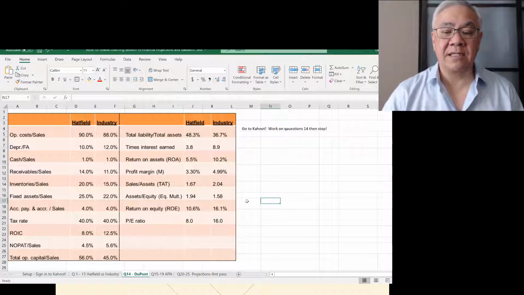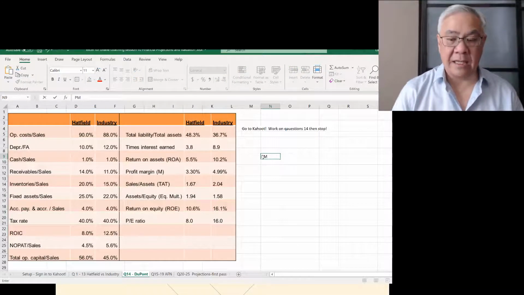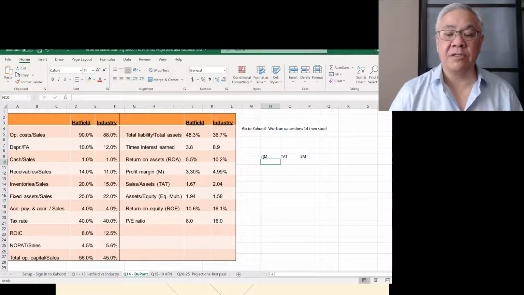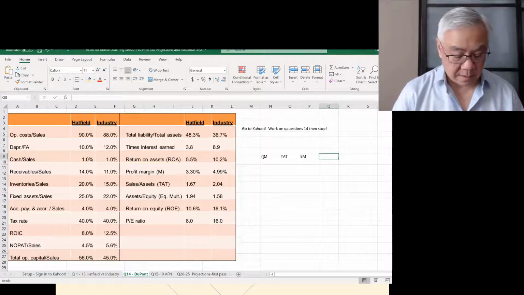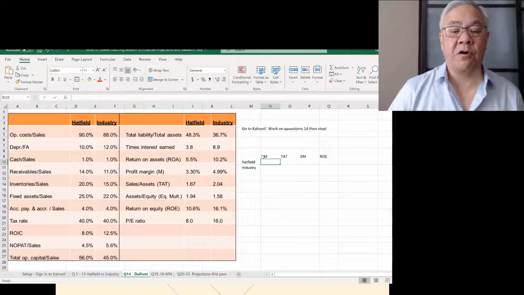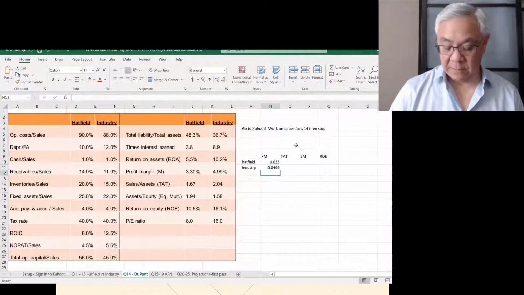We know that it is the multiplication of the profit margin and the total asset turnover and the equity multiplier that will yield the ROE. So let's pull those numbers for Hatfield and industry just to look at the components. The profit margin for Hatfield is 0.033, and for the industry is 0.0499.